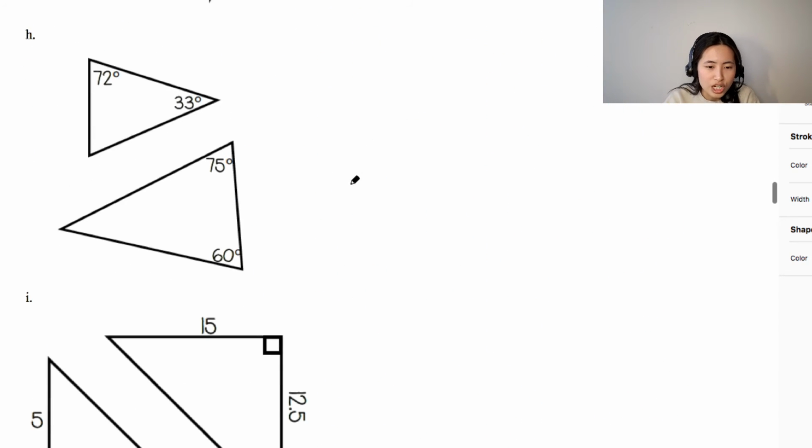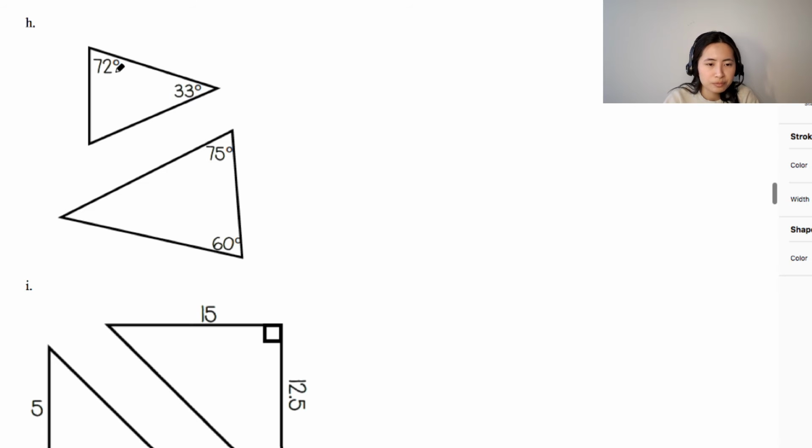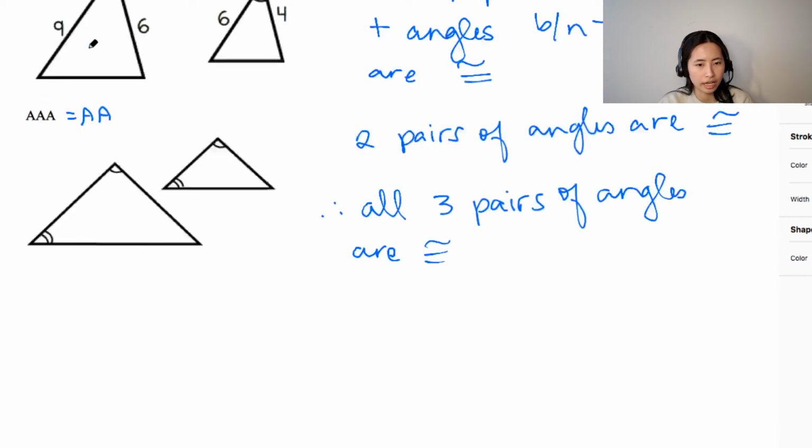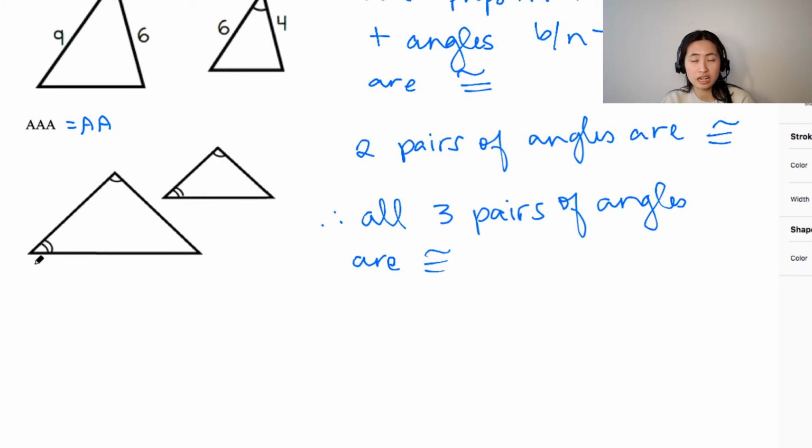So what if they change up the question and they give us real measurements, like 72 degrees, and then we have 33 degrees, and so on and so forth. As you can see, if you have 72 and you have 33, remember the theorem we were talking about, which is angle, angle, angle. The two pairs of angles need to be the same measurement, and for two pairs to be the same measurement, the third angle in that triangle needs to be congruent to the other triangle.